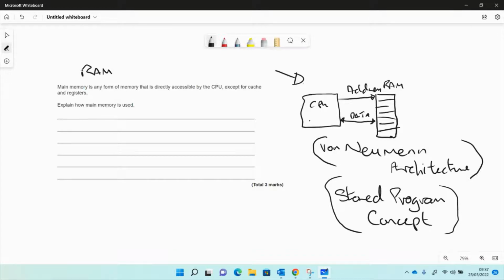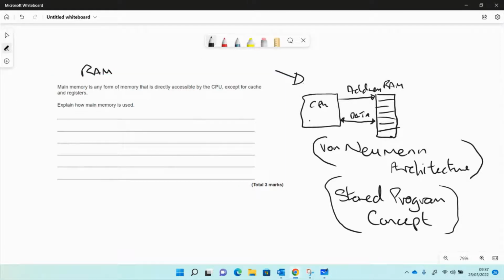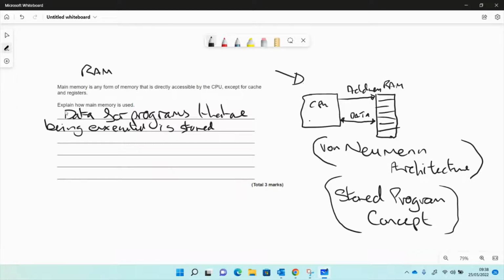We could say that the data and instructions are stored in memory before they're executed or while they're being executed. So, let's say data for programs that are being executed is stored and fetched from RAM. Let's just be sure that we know the same as the question's main memory.